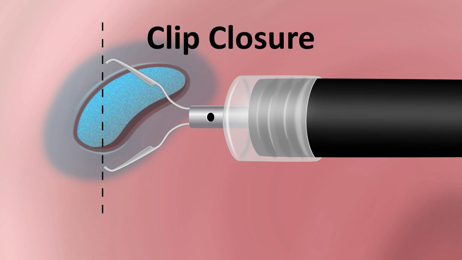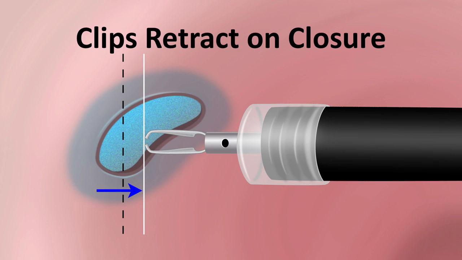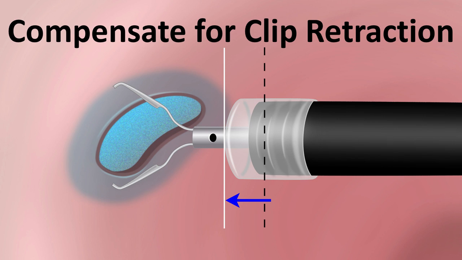Every clip that is available in the market tends to retract as you close the defect. And if you do not compensate for that retraction, you end up applying the clip superficially. That superficial clip application is not going to last long, and the clips are going to fall off, and the perforation is likely to reopen. Instead, you should compensate for the clip retraction by either gently pushing the clip or gently pushing the scope so as to get a deep approximation of both edges of the perforation.